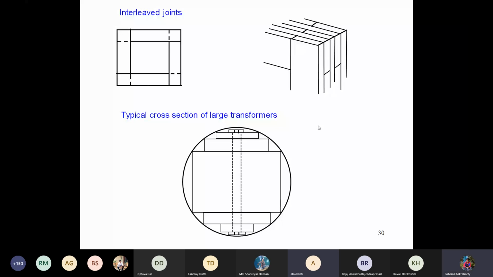So this is the side view of the transformer, right? If you take one limb and cut that limb and look from the top, or the yoke also, if you cut it and look from the side, it is just the cross section. If you cut the limb and look from the top.